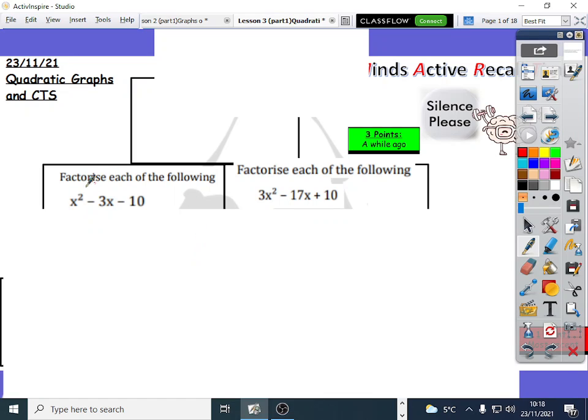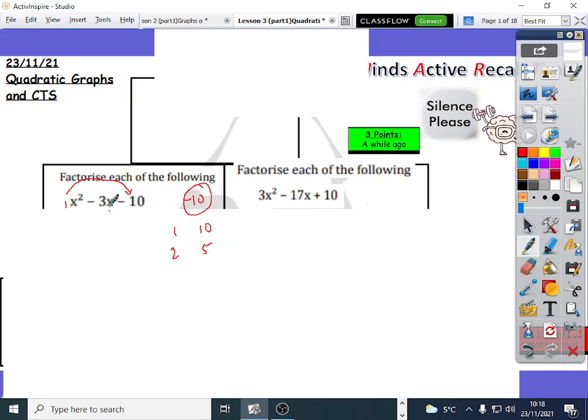I'm going to use the same technique that I will use to factorize this, just to make a point. First of all, the coefficient of x squared is 1, and 1 times minus 10 is minus 10. So I think of two numbers which will multiply together to make minus 10. Well, first of all, which two numbers times together make 10? 1 and 10, and 2 and 5. There's no other numbers after that.